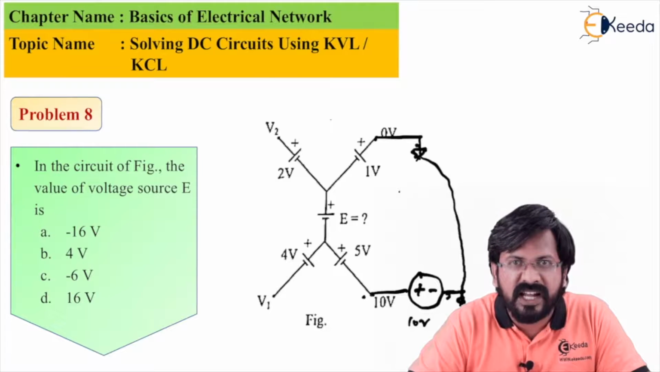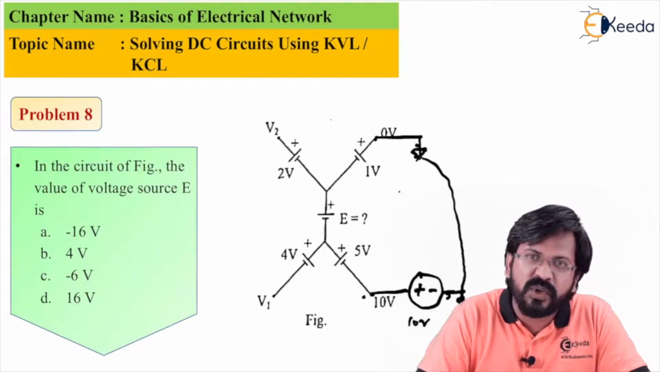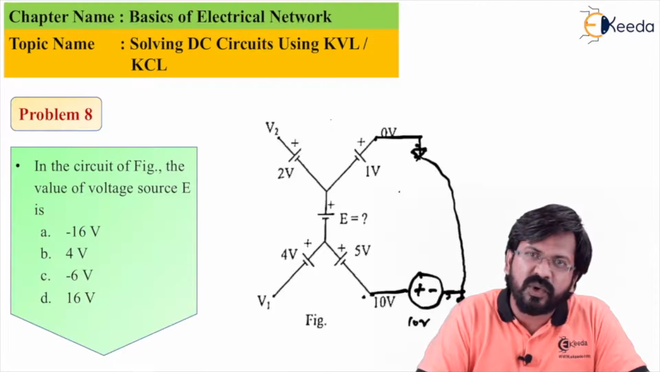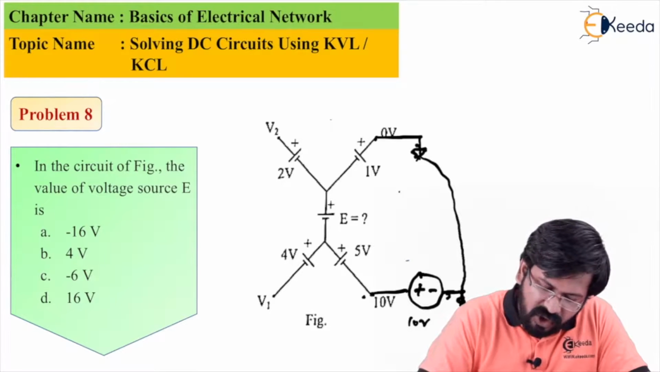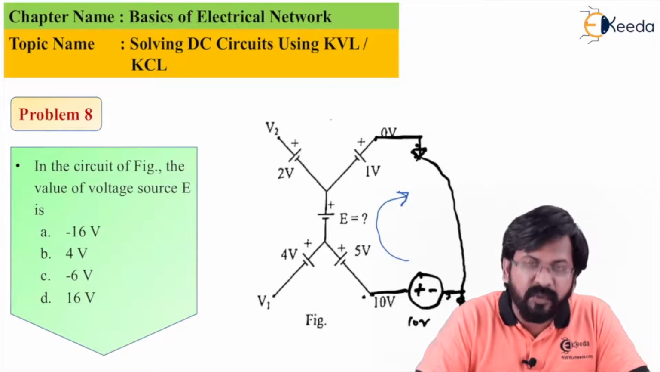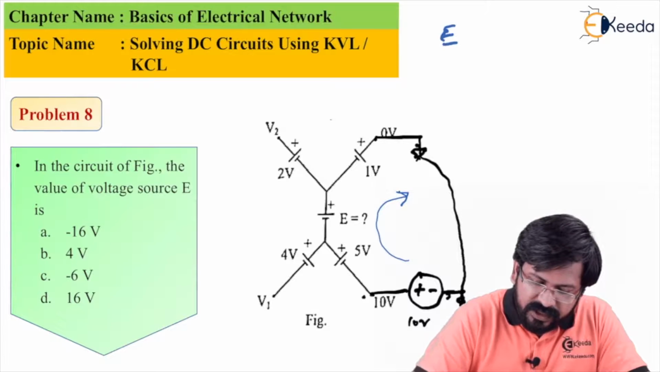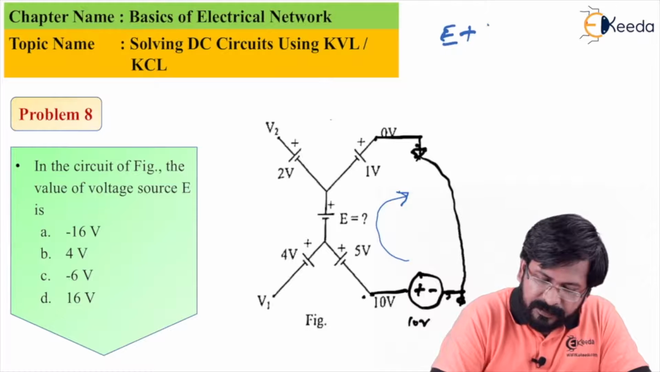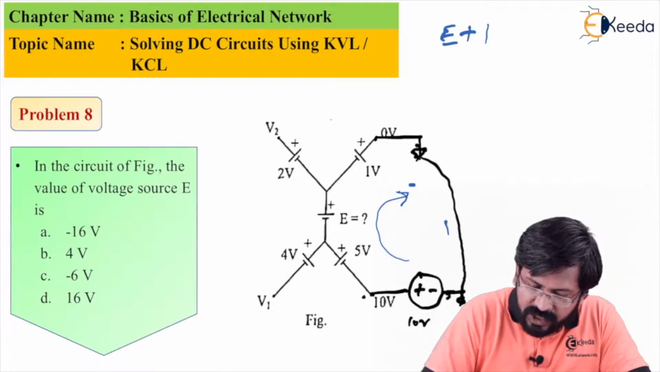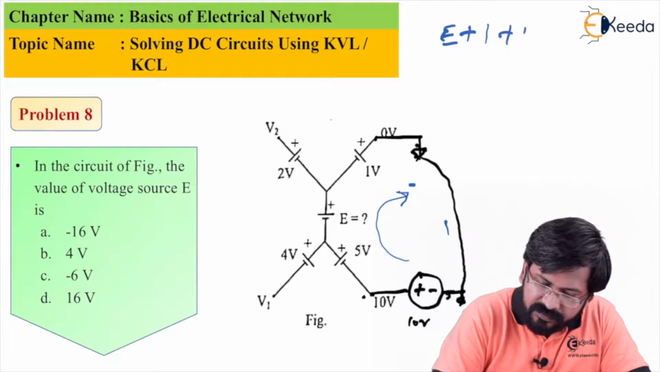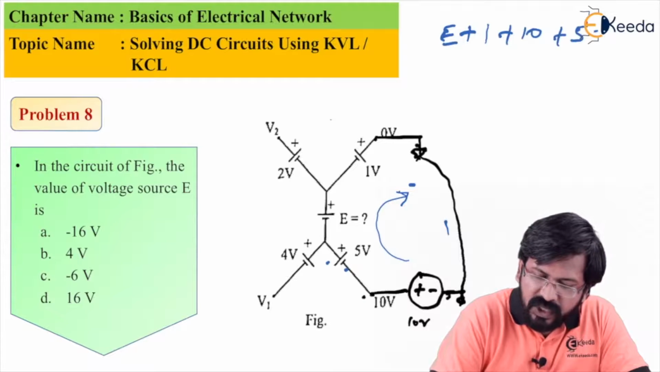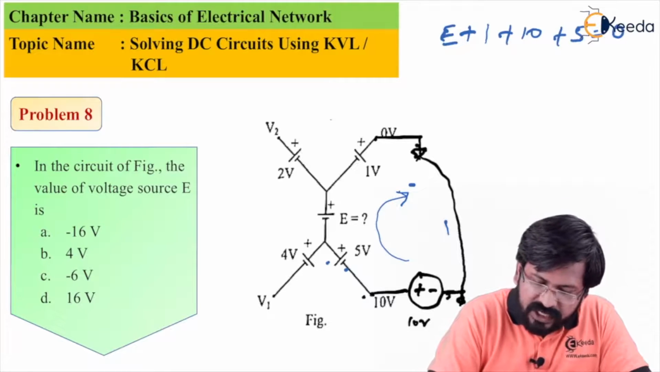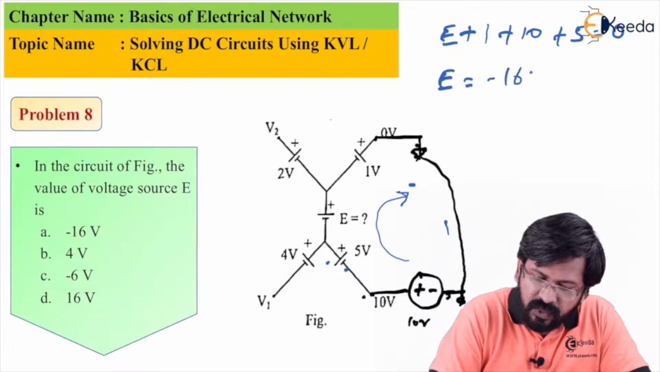As you can see now, it has resulted in a closed loop. So by simply applying KVL in this closed loop, you can get the value of E very easily. Let us apply KVL in the clockwise direction. I'm starting with this E point. When you go from negative to positive in the clockwise direction, you should get plus E. Then negative to positive, you should get plus 1. Then by roaming clockwise, you get negative to positive as positive 10. And then from negative to positive, you should get plus 5. And this whole equals 0. So when you solve this, you get the value of E equal to minus 16 volt.